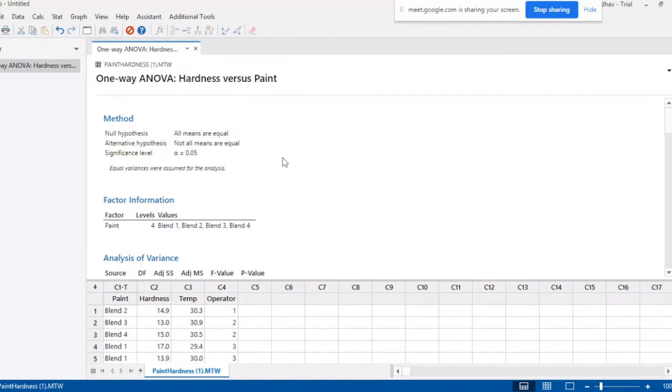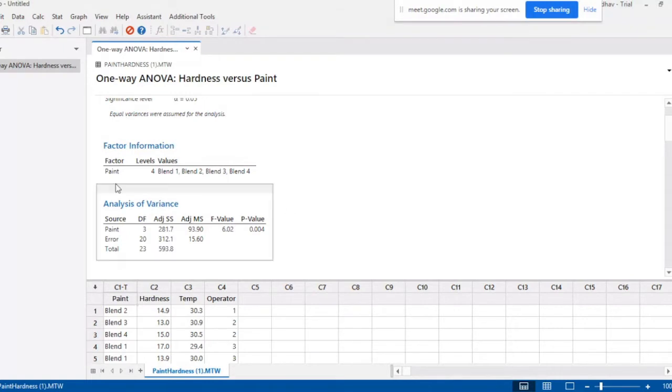Okay, so null hypothesis. Null hypothesis is all means are equal. Alternate hypothesis is not all means are equal. So alpha is 0.05. Here we have factor paint and we have 4 blends.